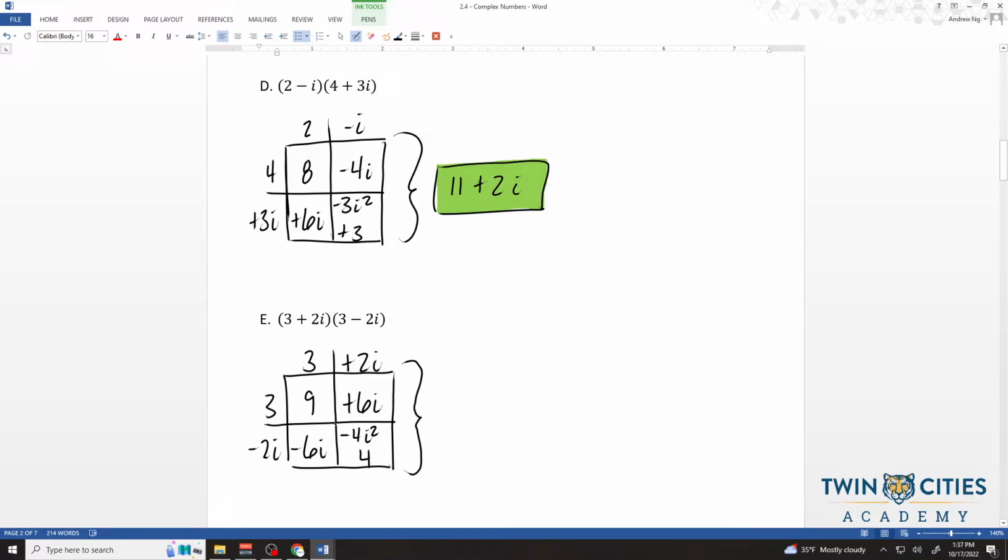I can combine like terms. 9 plus 4 is going to make 13. And then interestingly enough, 6i and negative 6i, those are going to subtract out, meaning that I've got 0i, or I can just write this as 13 by itself.